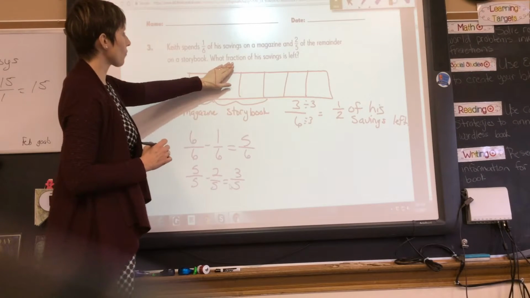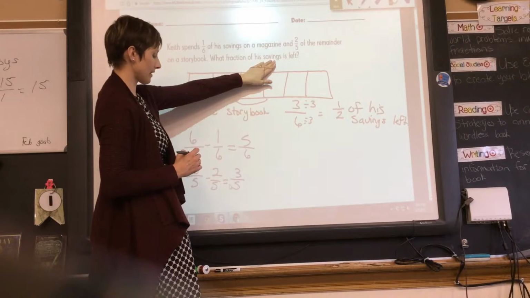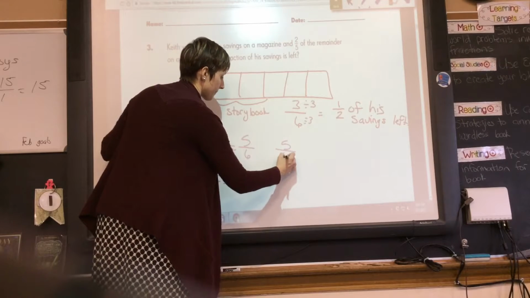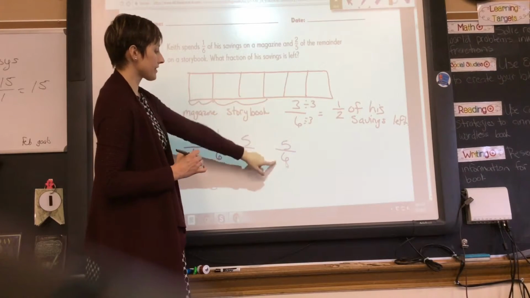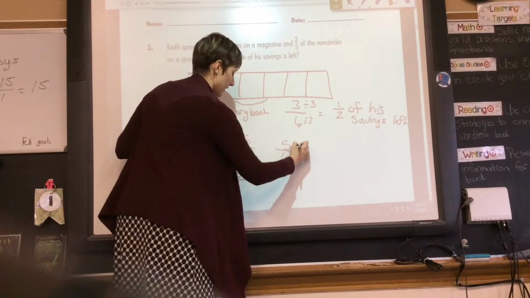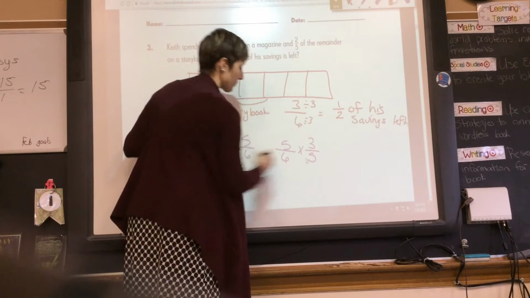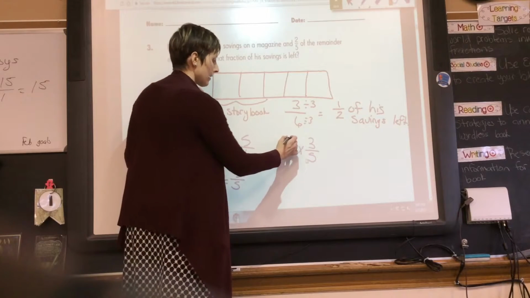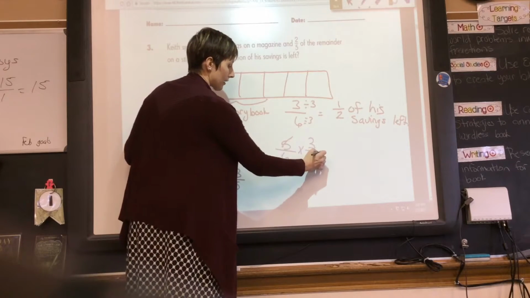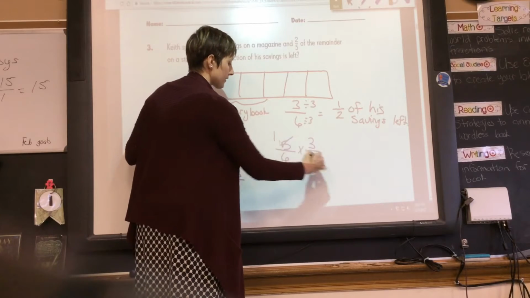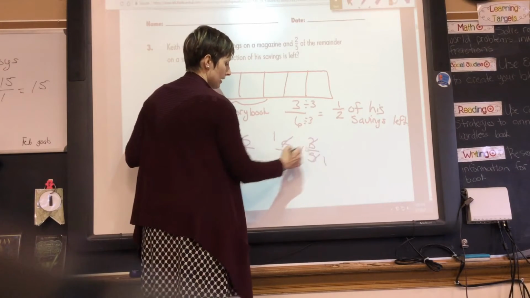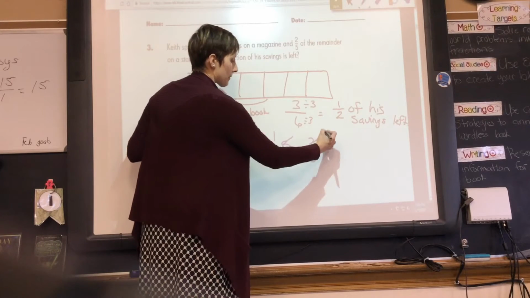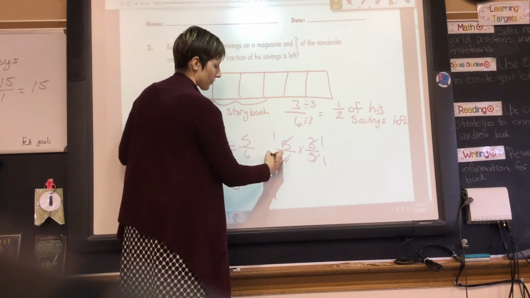The question is asking, what fraction of the savings is left? So our remainder was 5/6. 3/5 of that is what remains after the storybook. So we can go ahead and simplify before we multiply. We can divide both the numerator and denominator by 5, which leaves us with 1. We can divide both the numerator and denominator by 3. 3 divided by 3 is 1. 6 divided by 3 is 2.